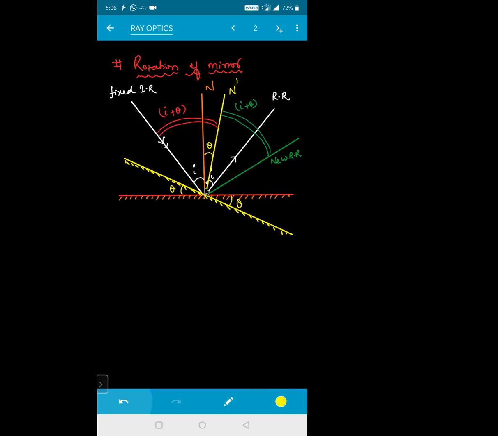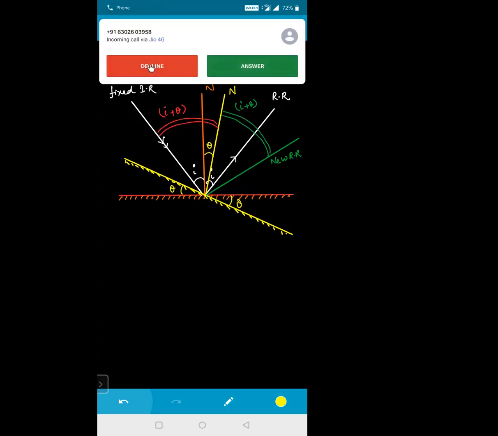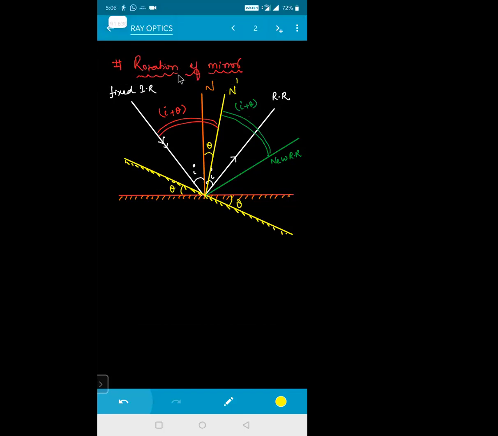Now, what we need to calculate? Whenever this mirror is rotated, the reflected ray has been turned from here to here. So this is deviated here, right? This deviation is how much? Now see, this I goes from here to here, this one is I. Now what will be this one?